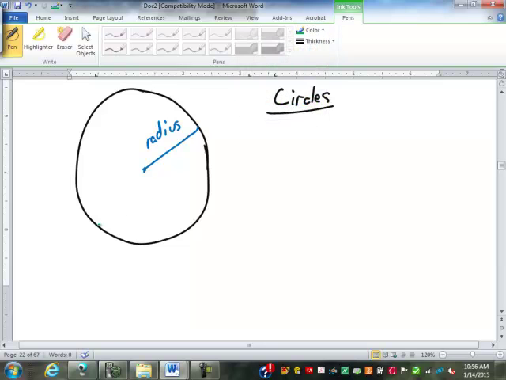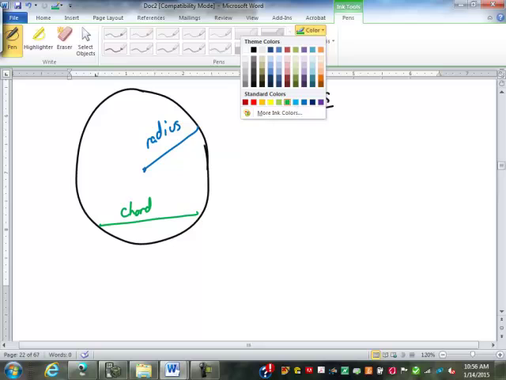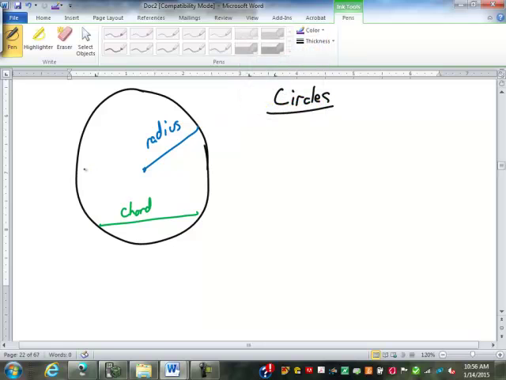Now we have other features, something called a chord. It just connects any two parts of a circle. Well, that chord can be all sorts of different lengths. What we're most concerned with is a very special chord that goes through the center of a circle. Any chord that goes through the center of the circle is called a diameter. The relationship: the diameter is equal to 2 times the radius.